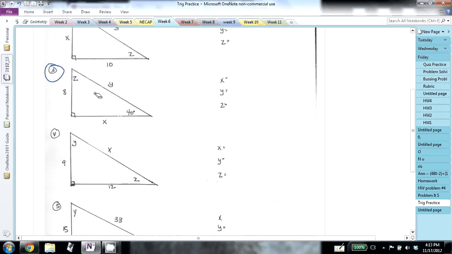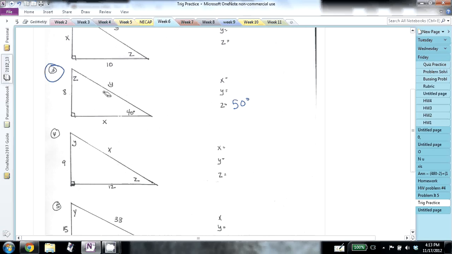So to find angle Z, I know that I have 90 degrees where the right angle is, 40 degrees over here with this angle, and the last angle that's missing is the angle up at the top, angle Z. I know that they all have to add up to 180 degrees, so 40 plus 90 plus something has to equal 180. So I know that Z has to equal 50 degrees. So that's done. I have a lot of options for finding X and for finding Y.